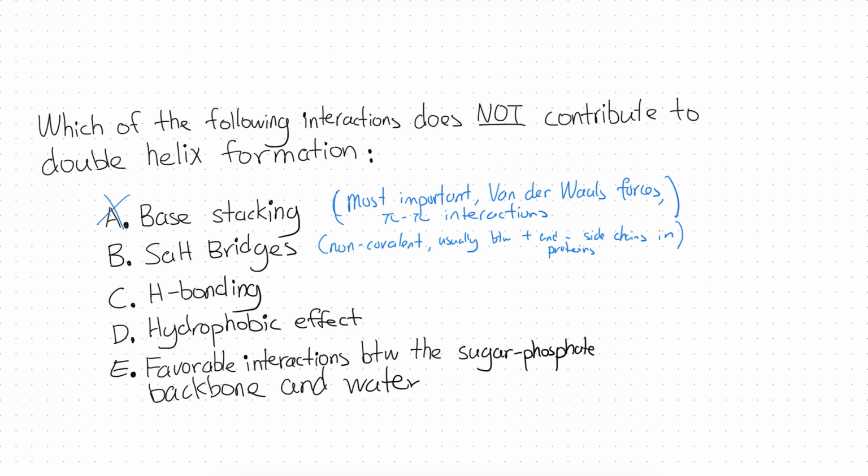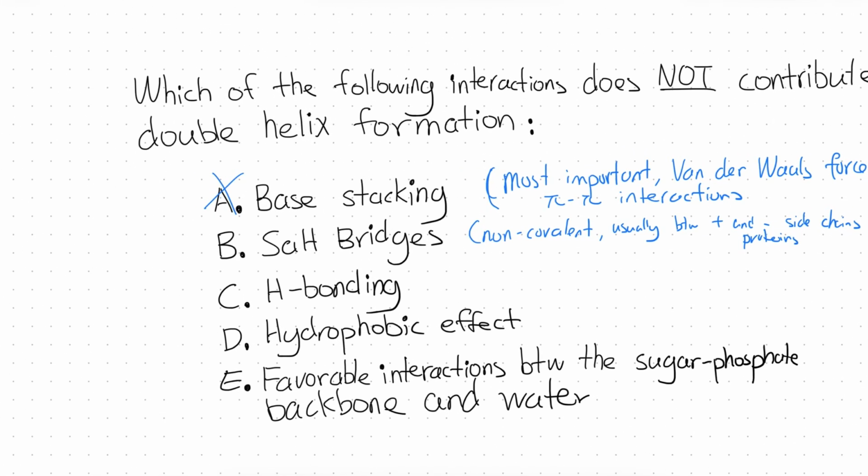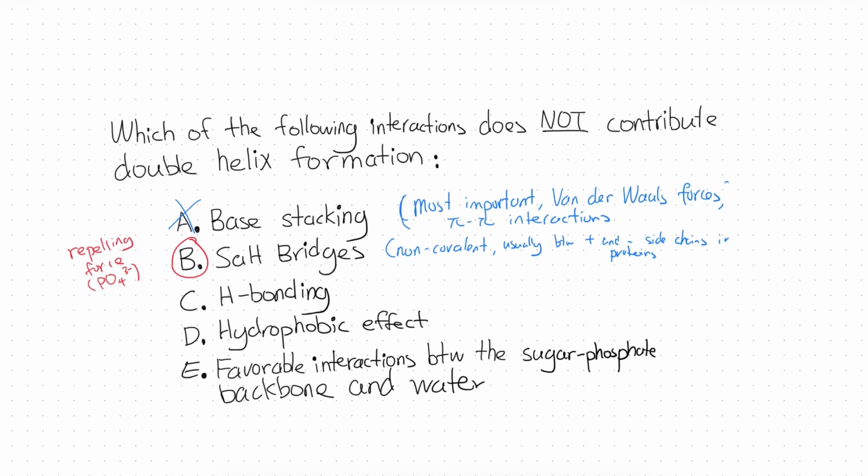So salt bridges is actually a disruptive force, so it is the answer here. It's a repelling force, because you have this repelling force between those phosphate groups, PO4 3-, right? So it's a repelling force, so it definitely doesn't contribute to double helix formation.